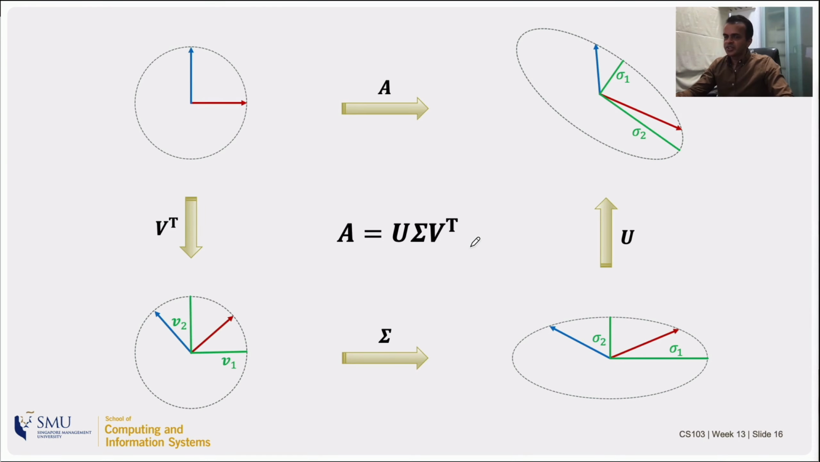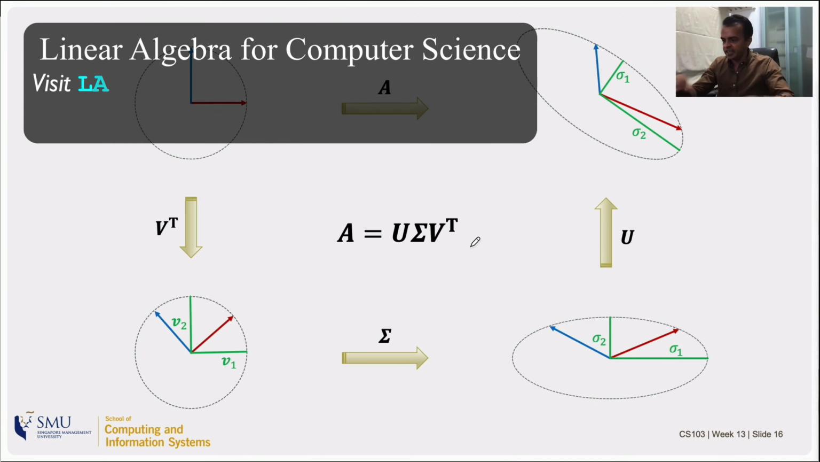Now remember, this is a 2 by 2 matrix A, but it doesn't have to be 2 by 2. It could be m by n. So it would take a vector in Rn and take it to some other space Rm, but still it's going to end up on an ellipsoid, and singular value decomposition will tell you the properties of the ellipsoid. So it's much more general than EVD.